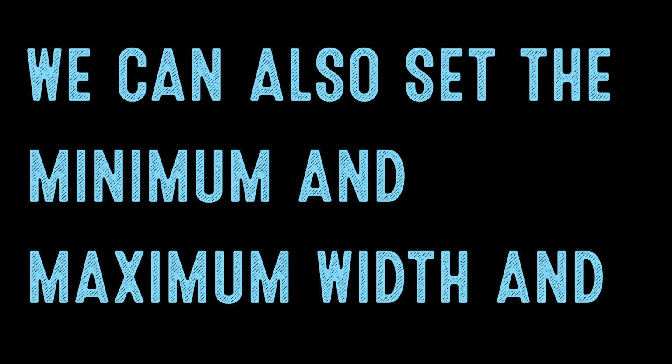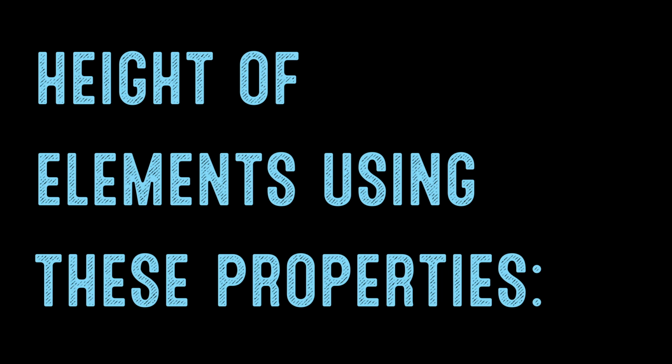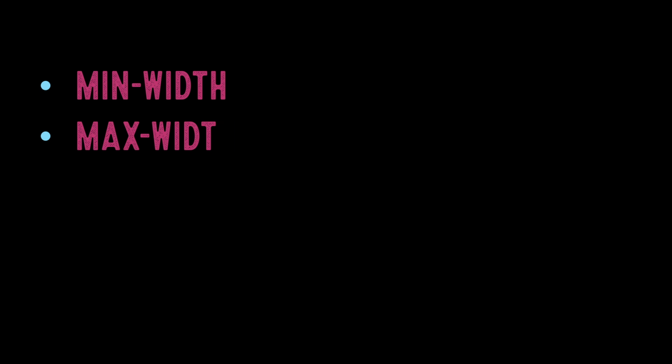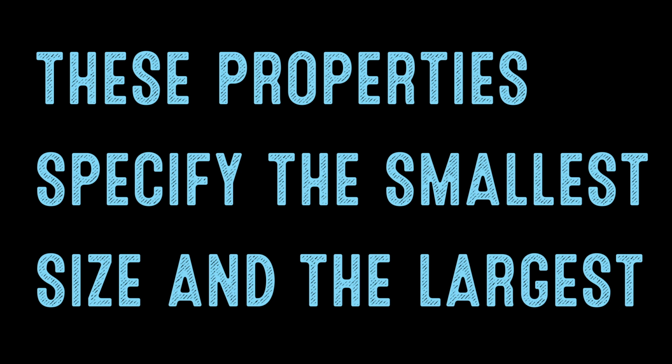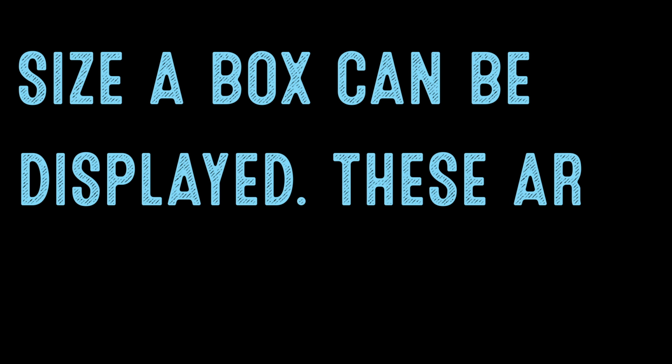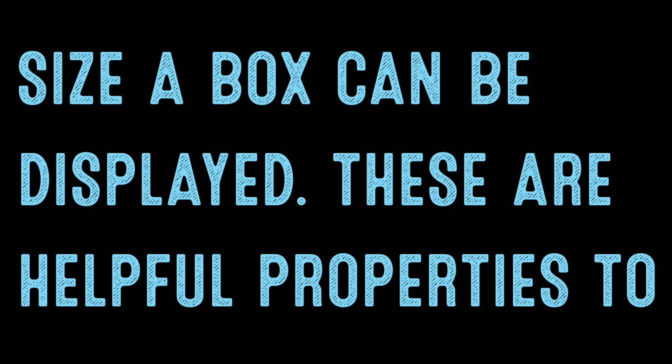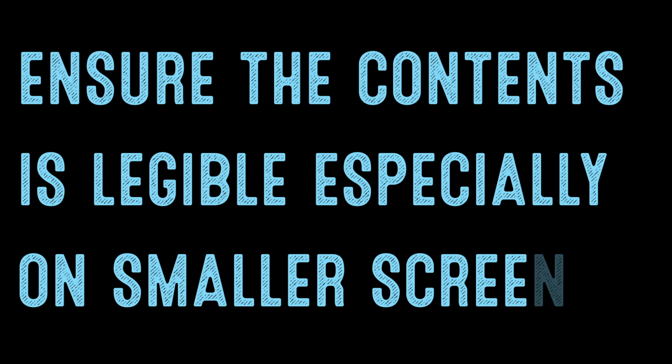We can also set the minimum and maximum width and height of elements using these properties: min width, min height, max width, max height. These properties specify the smallest size and the largest size of a box that can be displayed. These are helpful properties to ensure the contents is legible, especially on smaller screens.